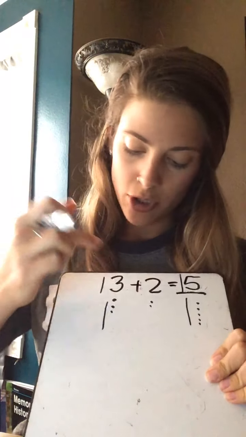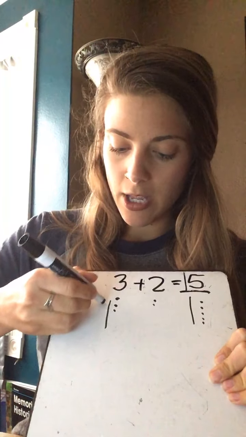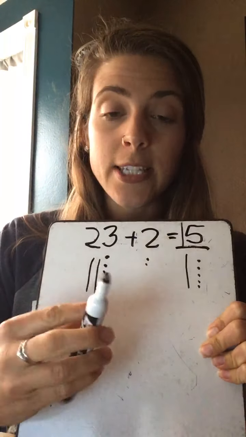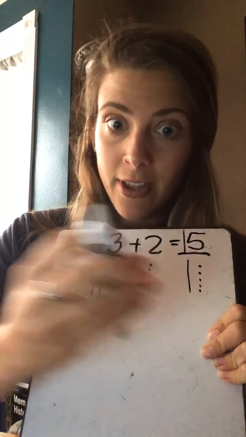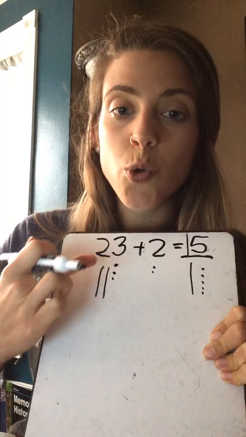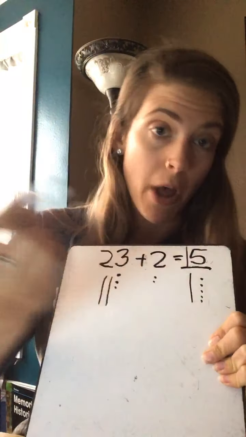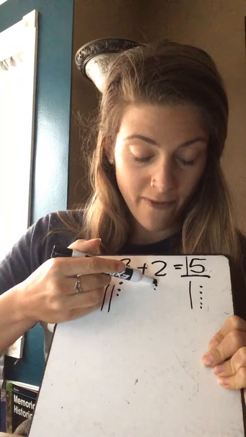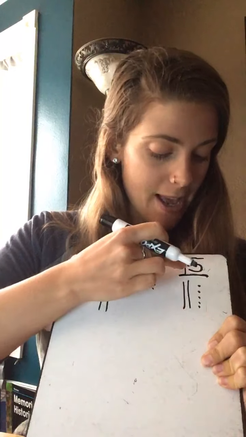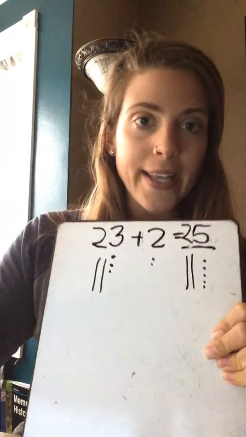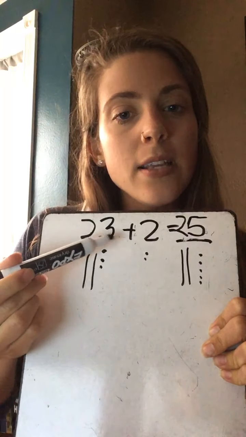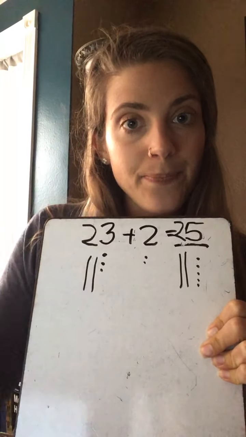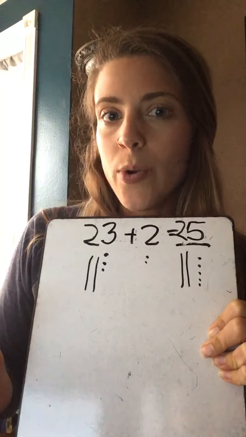Okay, let's solve another one. So what if we add another 10? Make it 23 plus 2. Now we still know that 3 plus 2 is 5. I add another 10, so now it's 23 plus 2. Well, if I added a 10, then our answer would be 20, 21, 22, 23, 24, 25. So look at that, 25. Now do you notice that our ones are staying the same? Our 3 and our 2 stayed the same. We just added tens.